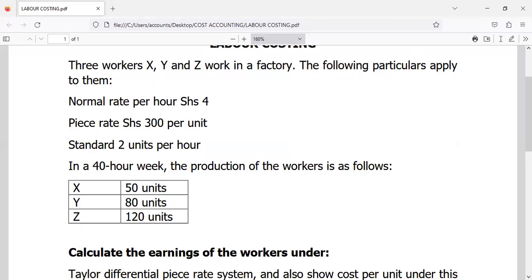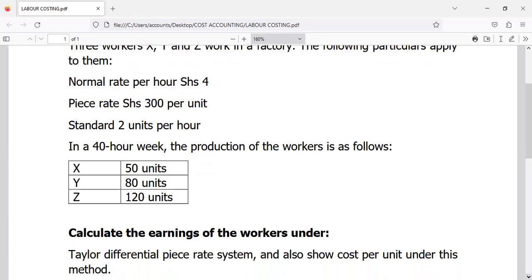X produces 50 units, Y produces 80 units, and Z produces 120 units. Calculate the earnings of the workers under Taylor differential piece rate system, and also show the cost per unit under this method.